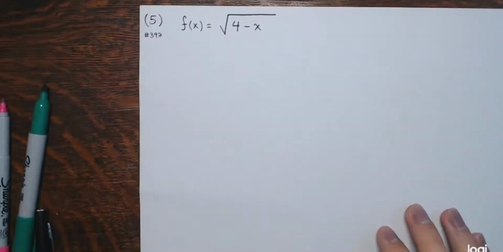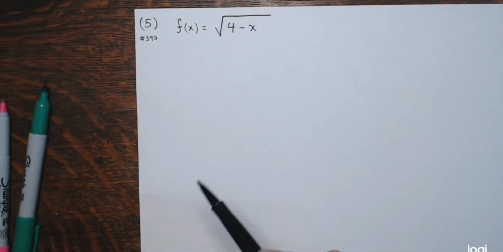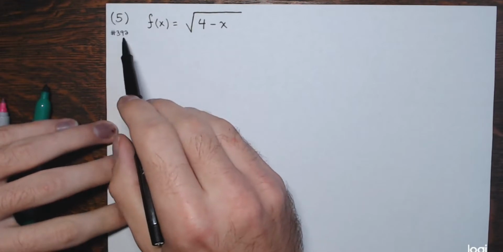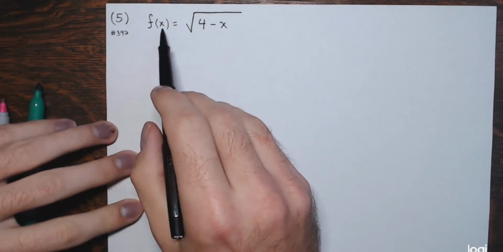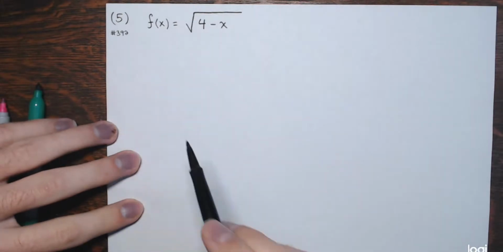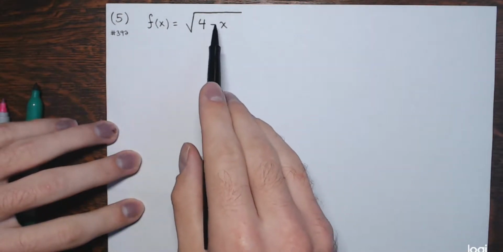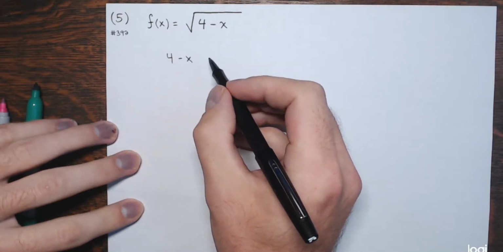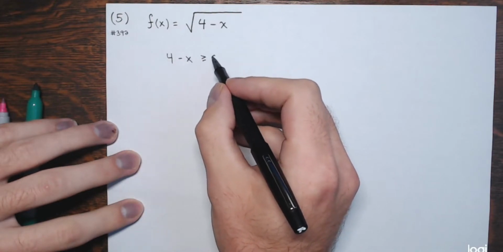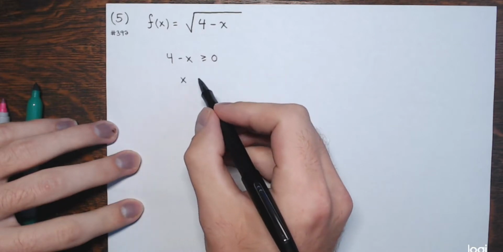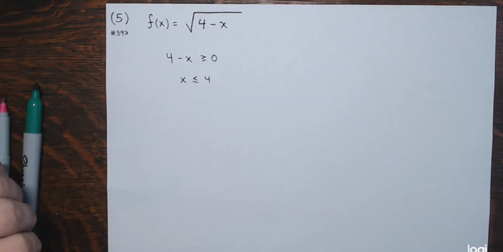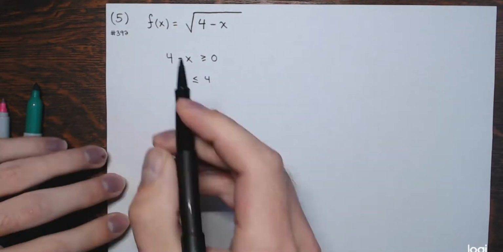Another square root. We'll eventually get to ones that have cube roots or whatever. But another square root. So number 5, exercise 392 in the text. f of x equals the square root of 4 minus x. Right now, 4 minus x is all inside the square root. So that 4 minus x can't be negative, right? It's got to be greater than or equal to 0. And then solving this for x would give me x is less than or equal to 4. All right, x has to be less than or equal to 4.